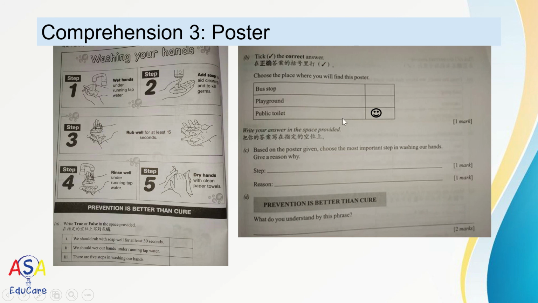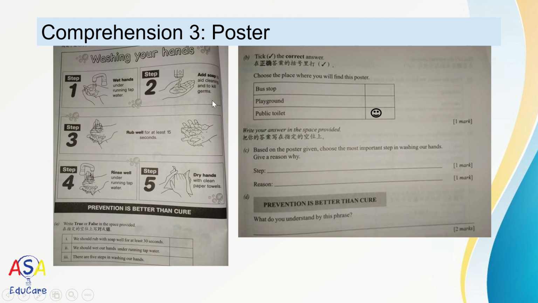Okay. Based on the poster given, choose the most important step in washing our hands. Give a reason why. Okay, looking at this poster, we only have 1, 2, 3, 4, 5, so 5 steps. Which one do you think is the most important? Okay, 最重要的. So we have to think, what is the point of washing your hands? Why do we even need to wash our hands? Okay, why your mommy daddy always ask you to wash your hands?